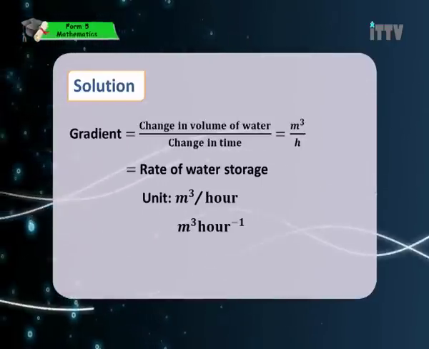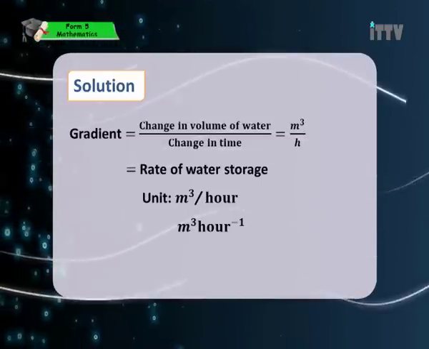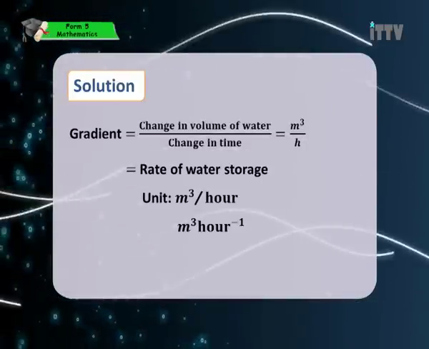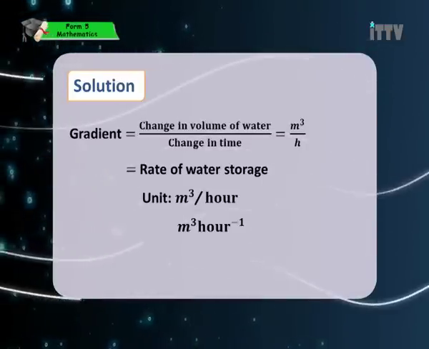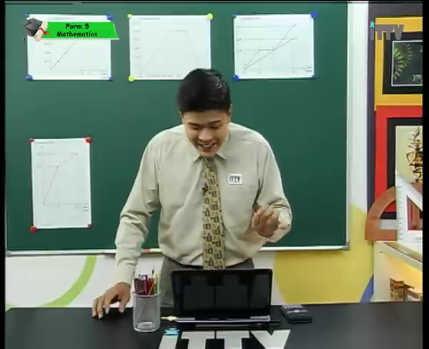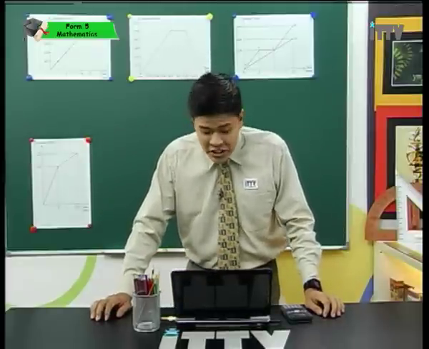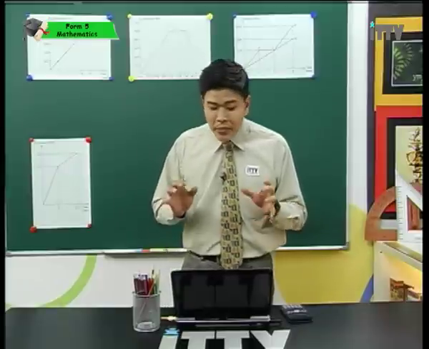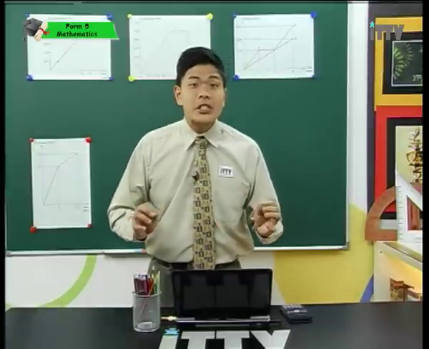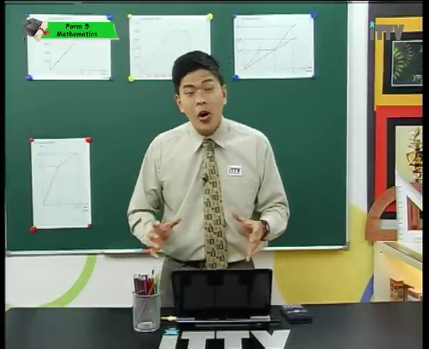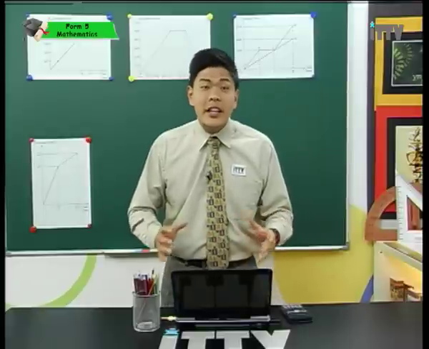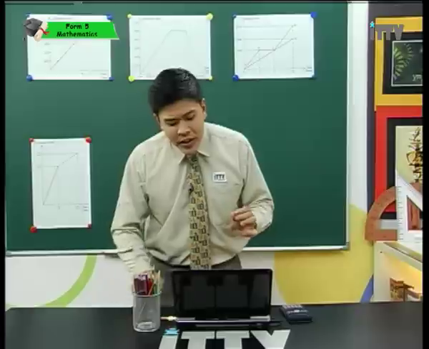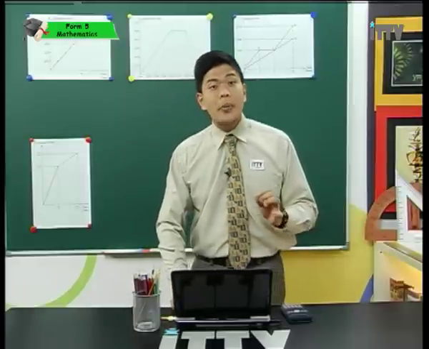So what can we say about this gradient? It means that it is the rate of water storage. Or if you want to put it in long words, it is the rate of change of the volume of water with respect to time. But think logically, it means rate of water storage. It means the longer you let it go, the more water you can store. So the unit involved is meters cubed per hour.